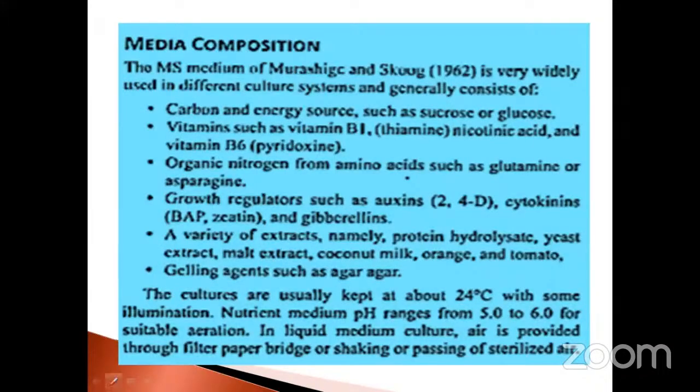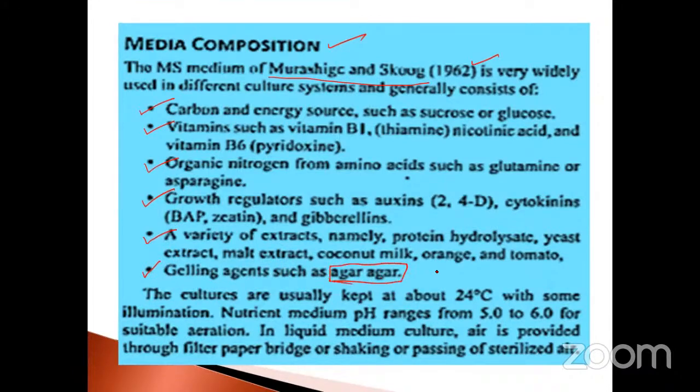Those things also we saw, and then we will enter into the remaining part. The MS medium, Murashige and Skoog medium, is very, very important. We already saw it, from 1962. It is a very widely used culture system and generally consists of carbon sources, vitamin sources, organic nitrogen, growth regulators, a variety of extracts, and also a gelling agent. The gelling agent is very, very important.